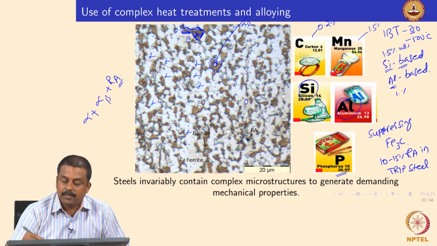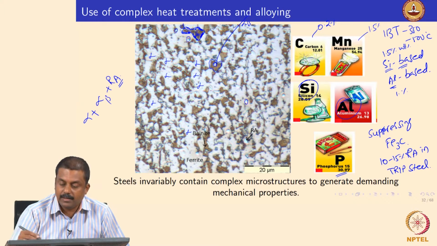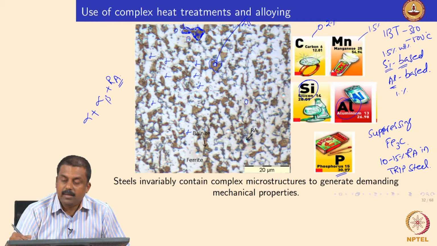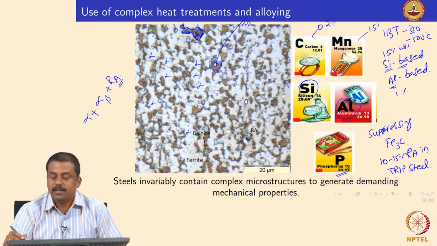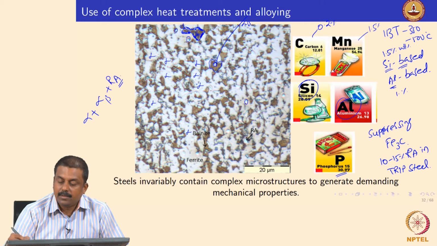So there are a lot of developments that were done to replace silicon. One such development is to replace silicon with aluminum. Aluminum is also a very effective cementite suppressor, so it suppresses cementite as silicon does, but aluminum is a very poor solid solution strengthener, unlike silicon, which is a very effective ferrite solid solution strengthener. Aluminum solid solution strengthening is not as effective as silicon or manganese. So the strength gain from solid solution strengthening by adding aluminum is not that significant.